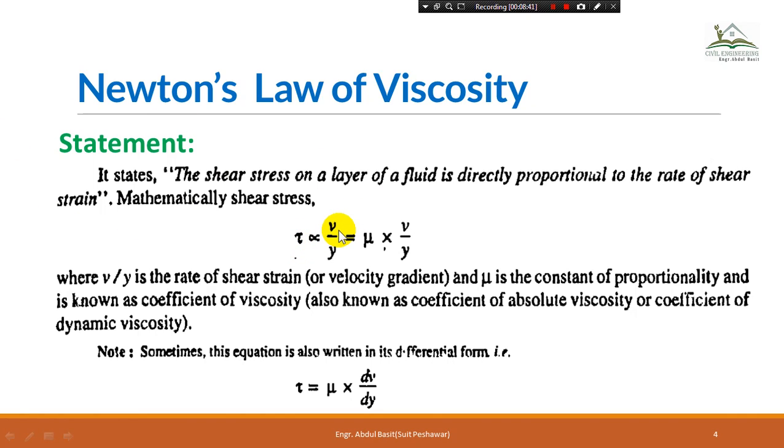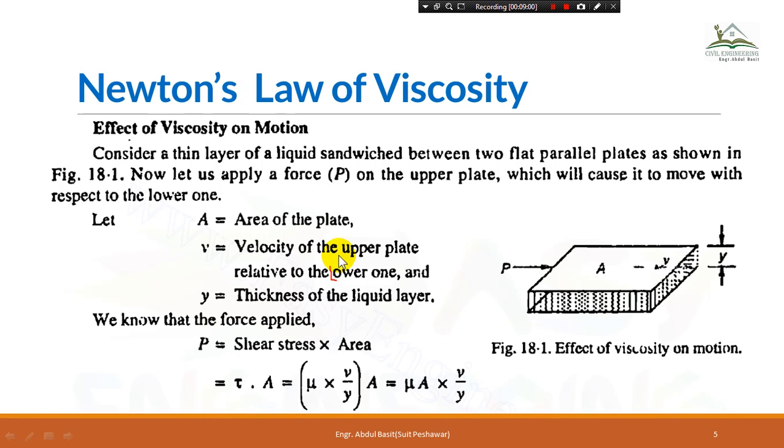In other words, the shear force is the force required to make a liquid flow. That will be directly proportional to the velocity difference between the layers, and inversely proportional to the distance between the layers. How can you define it? Look at this diagram. There is a layer on the top, there is some spacing between the layers, and there is another layer of, let's say, water or any viscous liquid. The distance between these two layers is y.